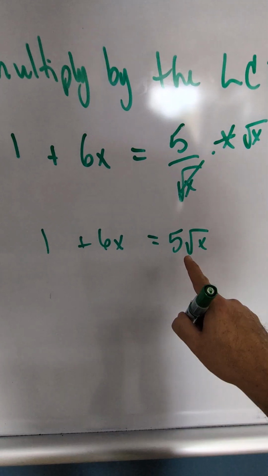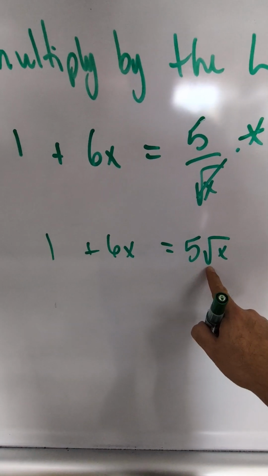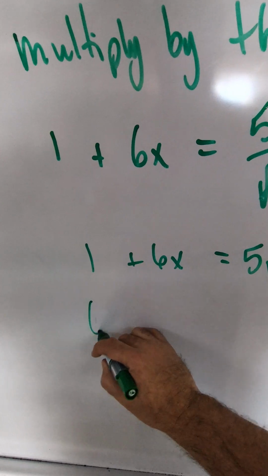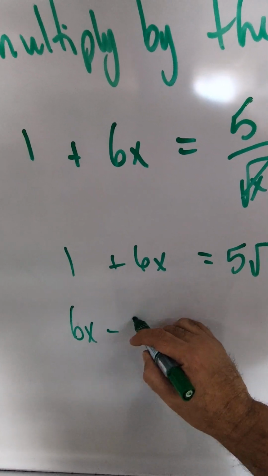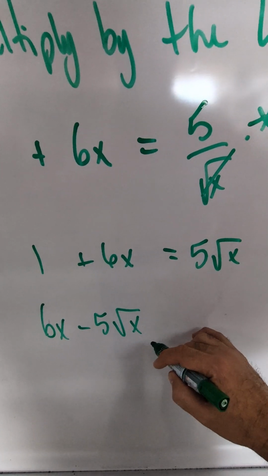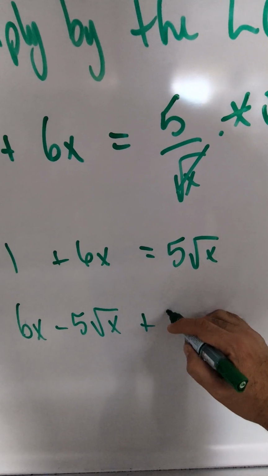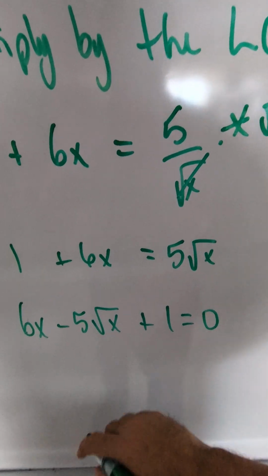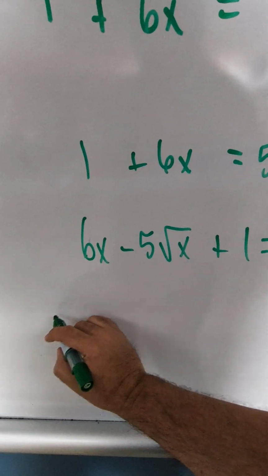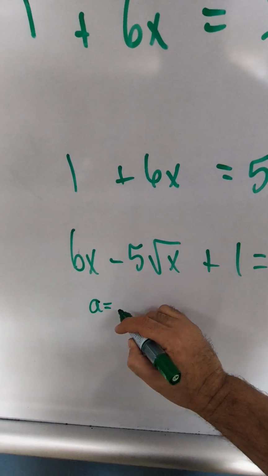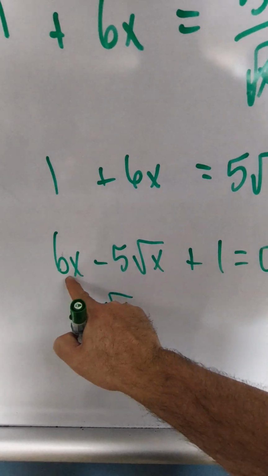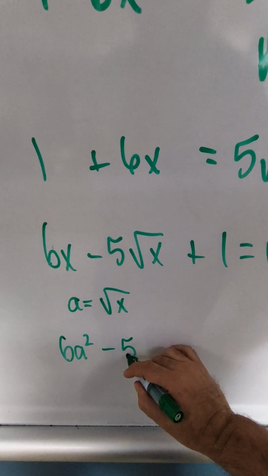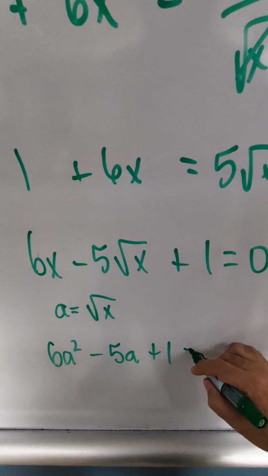Now, I'm going to put everything on the left side, and I'm going to say this is 6x minus 5 square root of x plus 1 equals 0. And this has quadratic form. If I say a is square root of x, what I have here is 6a squared minus 5a plus 1 equals 0.